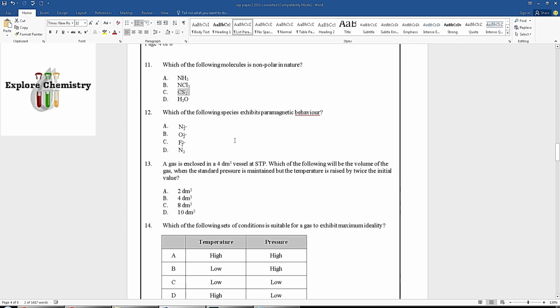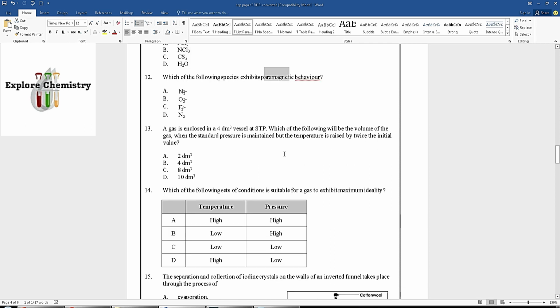Number 12, which of the following species exhibit paramagnetic behavior? The species which is having unpaired electron. So it is N2 minus 2. Normal nitrogen molecule is having 14 electrons, so it will have 16 electrons with minus 2 charge. 2 electrons will be filled in anti-bonding orbitals according to Hund's rule. So it will be paramagnetic because unpaired electron will be present in anti-bonding molecular orbital.